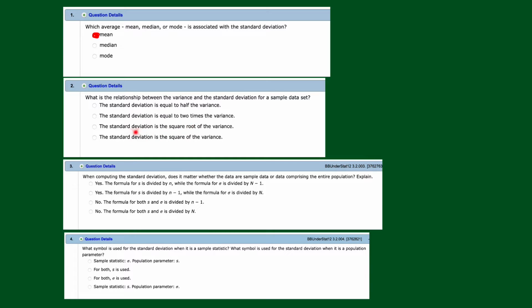Looks good. Let's just be sure. The standard deviation is the square. That's the opposite. So it's the second one here. This one right here.